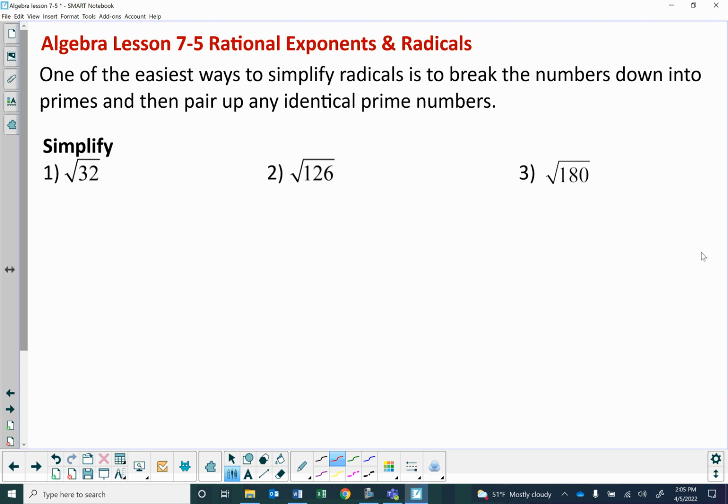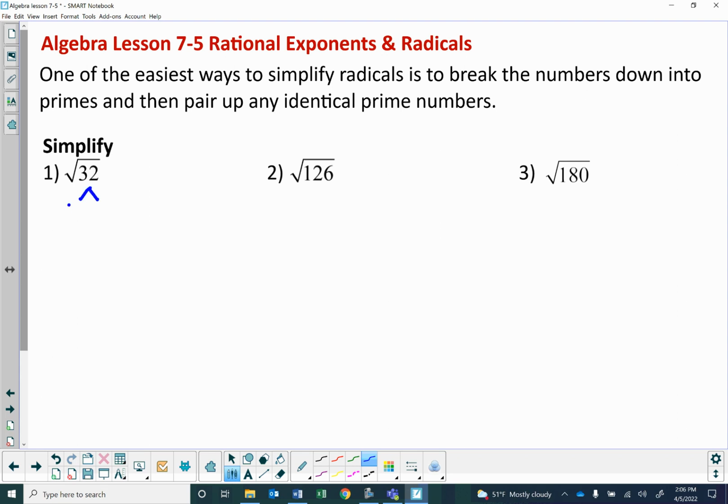One of the easiest ways to simplify radicals is to break the numbers down into primes and then pair up any identical prime numbers. For example, the square root of 32. You could say that 16 times 2 is 32, and say, oh, I know that the square root of 16 is 4, but some people aren't going to think clearly that way. So it's much easier for me to explain that sometimes it's just easier to look at this and factor it, like we used to factor things when we were younger, when we had to do greatest common factor and prime factorization.